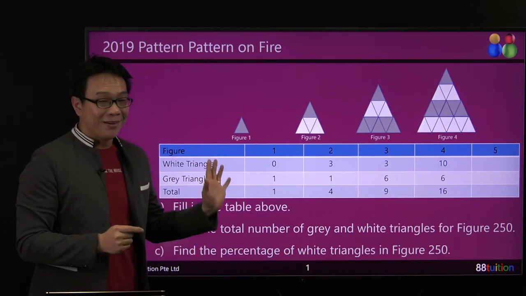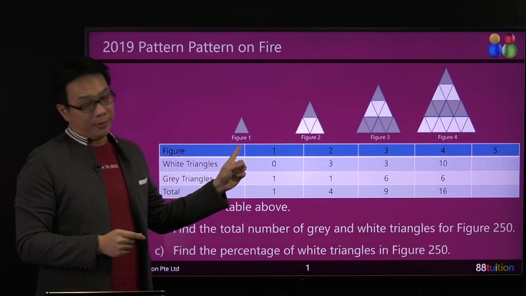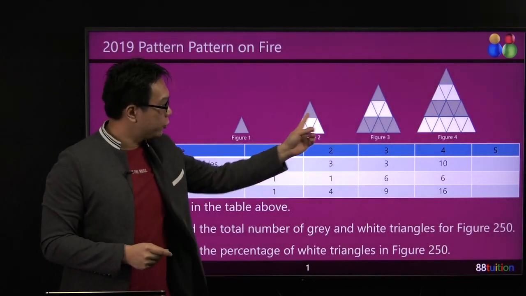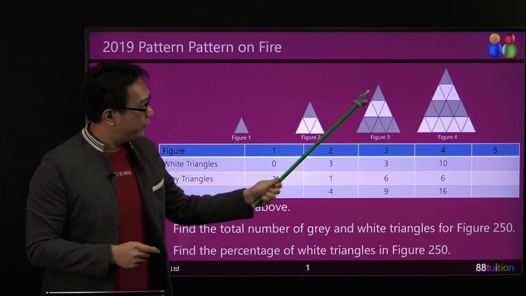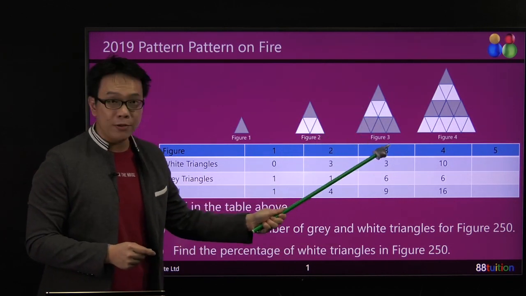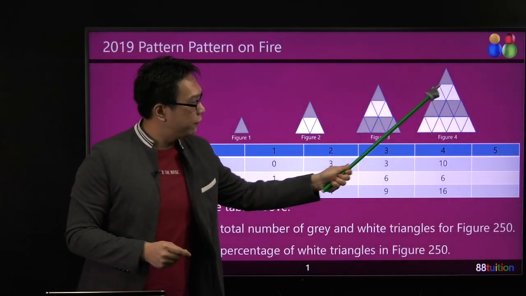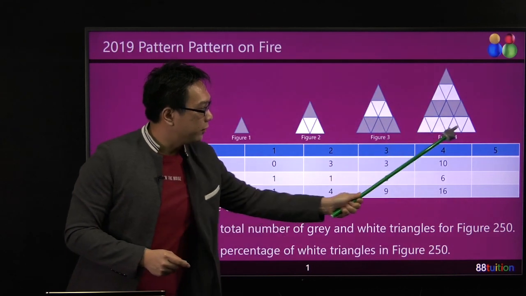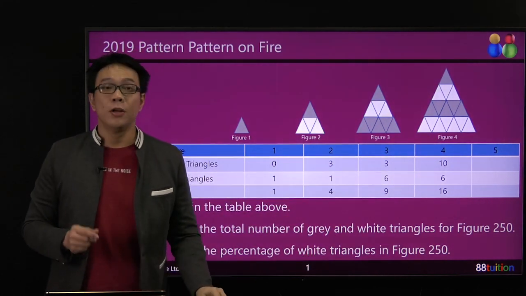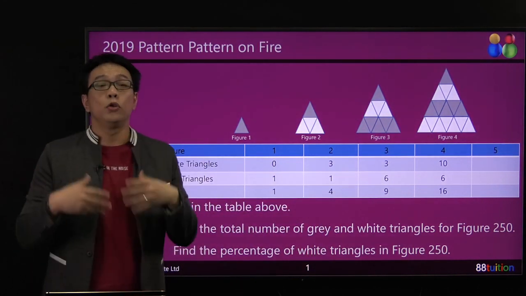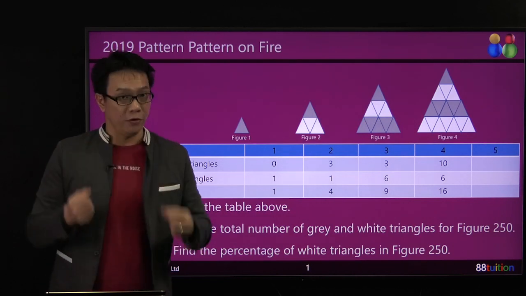All right, let's take a look at this. So we have one triangle in figure 1. Figure 2 got 4 triangles. Figure 3 got 1, 2, 3, 4, 5, 6, 7, 8, 9 triangles. Figure 4 got 1, 2, 3, 4, 5, 6, 7, 8, 9, 10, 11, 12, 13, 14, 15, 16 triangles. So usually I look at the diagrams first to better have a feel of the question.